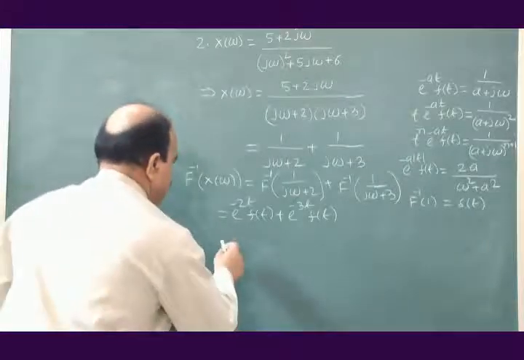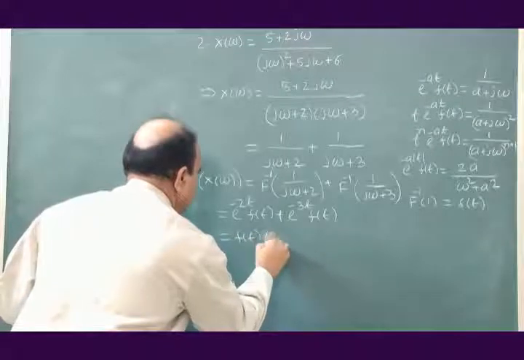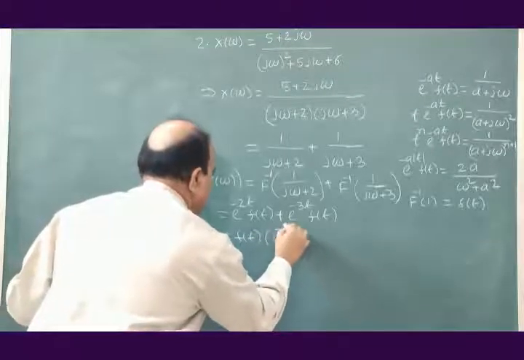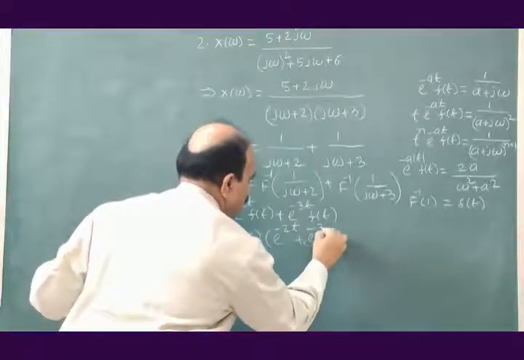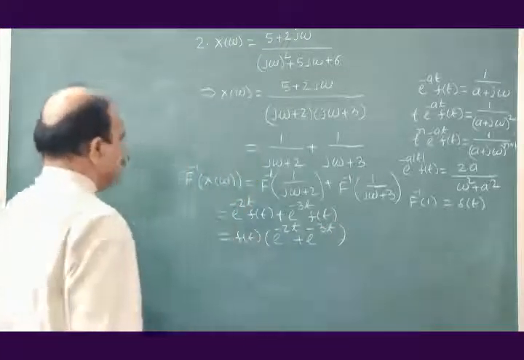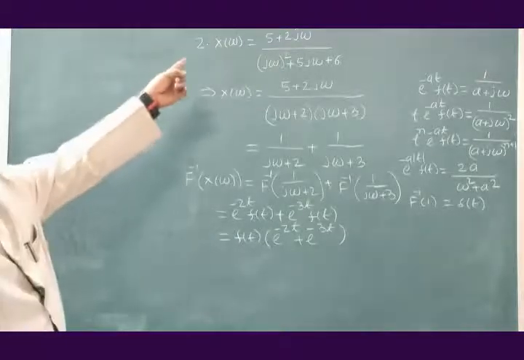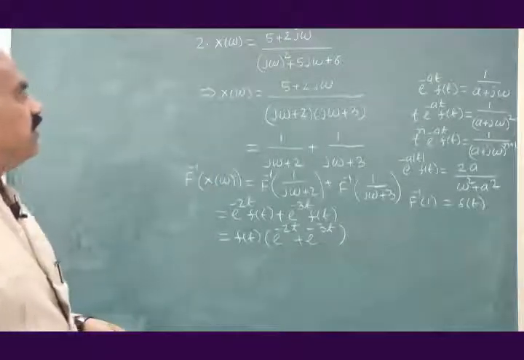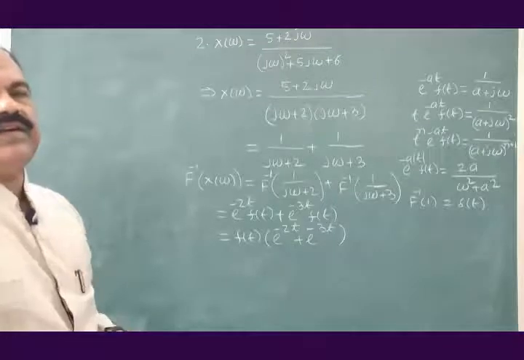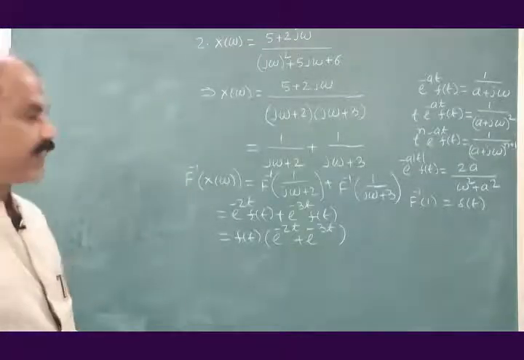If f of t is taken common, it will be f of t into, in the bracket, e to the power minus 2t plus e to the power minus 3t. This is the inverse Fourier transform of the given function X of omega is equal to 5 plus 2j omega divided by (j omega) square plus 5j omega plus 6.